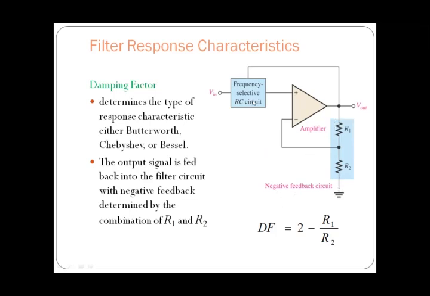The damping factor here is going to depend upon, okay, which is given by 2 minus R1 divided by R2. So the output of the signal is fed back to the filter circuit with a negative feedback determined by the combination of R1 and R2. In the case of our inverting amplifiers, we considered in our applications this as RF and this as R1.